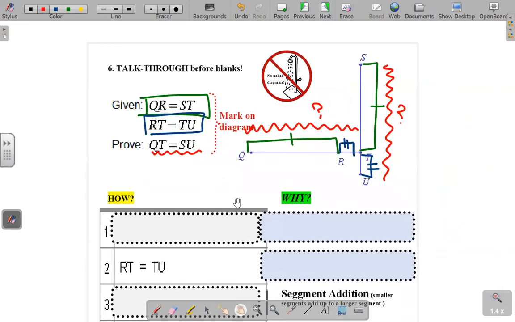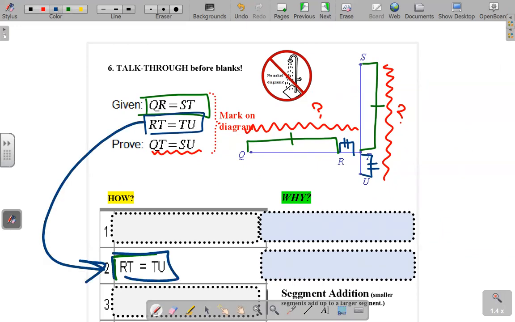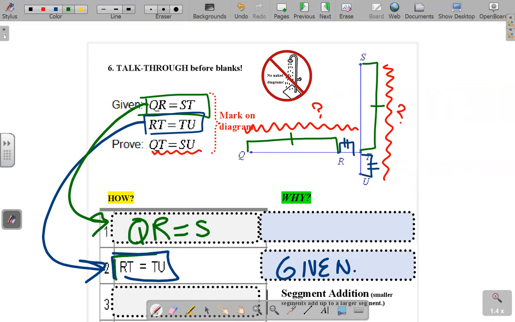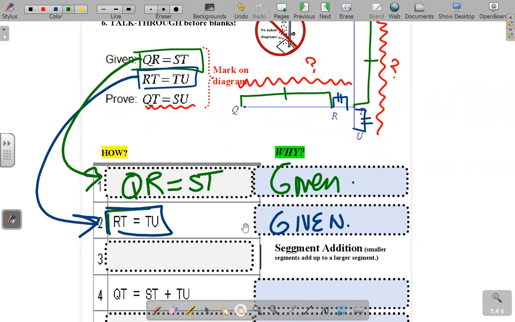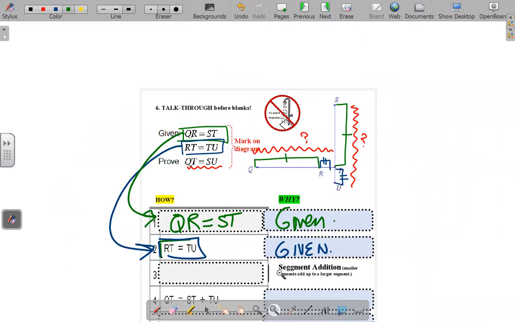All righty. So here, let me keep my color straight. We get this here because it is given. That means we're missing our first given up here. R equals 9. Okay so far? All right, now this is where it's like a game.